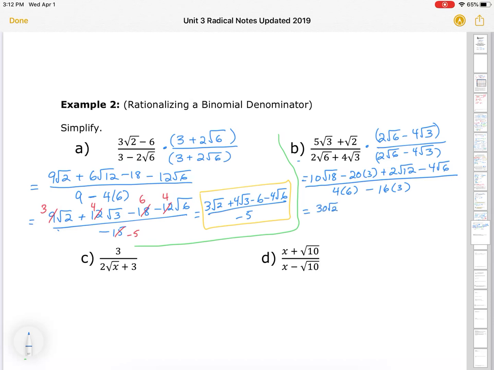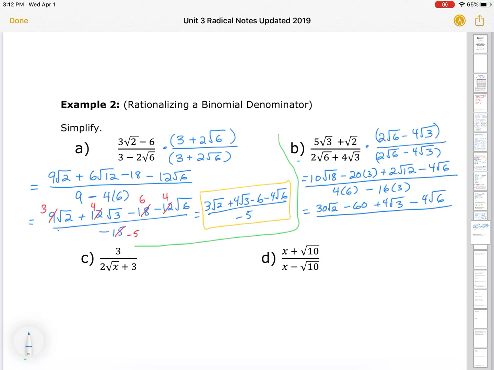18 has a factor of 9, so I can take a 3 out. So I'll get 30 root 2. 20 times 3 is negative 60. Here, 12 is a factor of 4 times 3, so I take a 2 out. So I'll get 4 root 3, and I can't do anything with the 4 root 6.